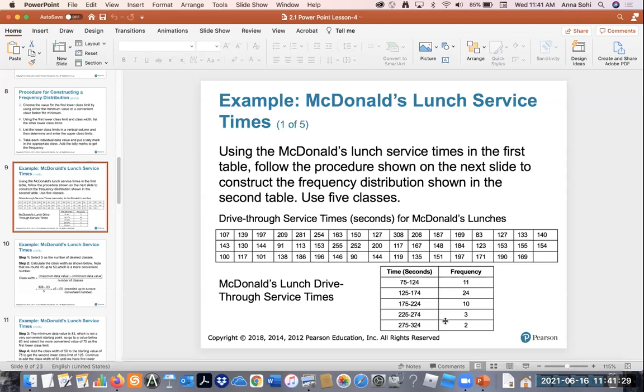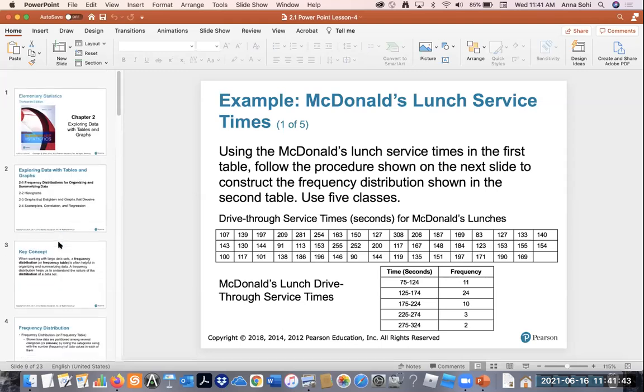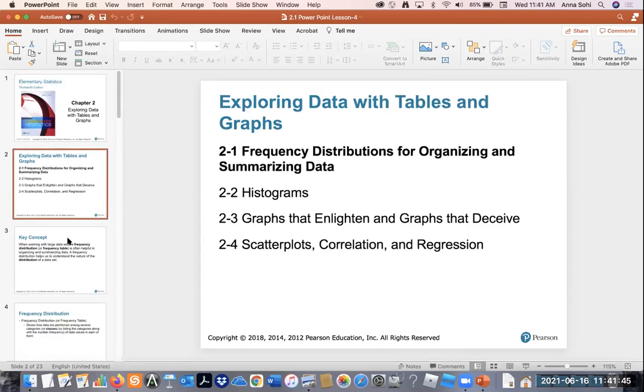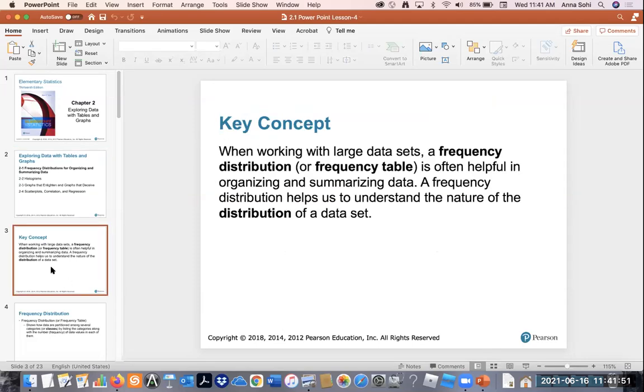So today we're going to learn how to summarize our data into a table and then put it on a histogram. That's the goal of the day, and by the end of the day, you should be able to do it. Let's just get started. So 2.1, 2.2 is our goal, and then 2.3, 2.4 for tomorrow.